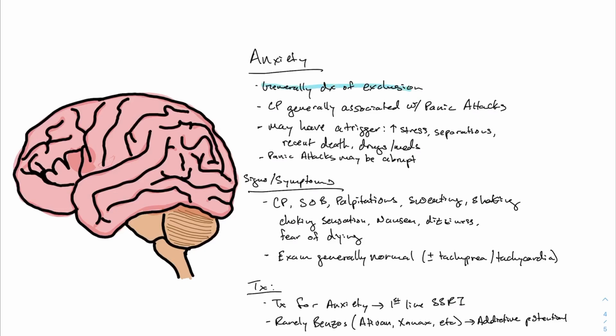So the chest pain is usually associated with panic attacks. Typical anxiety wouldn't usually give you chest pain. It's when it progresses to that panic attack where it feels like you're about to die, like something bad is going to happen. That's typically when you get the chest pain. A lot of times you'll have a trigger, something that increases your stress.